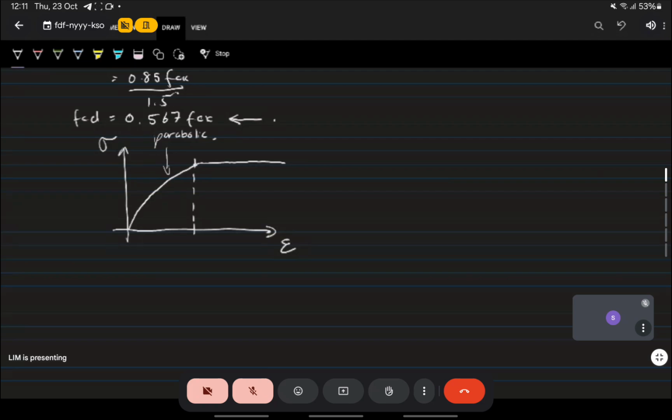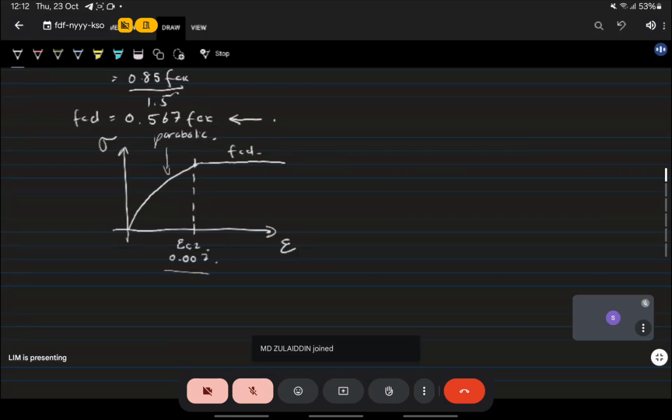This point is epsilon C2. And for Eurocode, we keep that at 0.002 strain. So the flat part of the graph is basically your FCD, your design strength. So once it hits the design stress, FCD, it also hits a strain of 0.002.